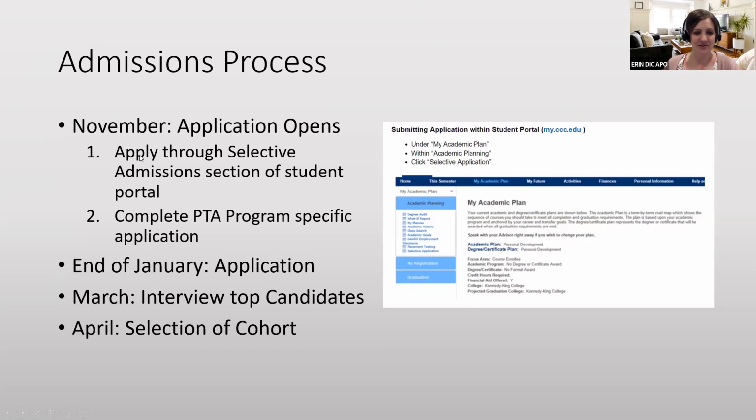We do have open houses in the fall, so definitely keep an eye out for those as well. But you'll apply through your student portal first. Then you'll receive a PTA program specific application, which will be due at the end of January. In March, we do interviews, and then by April, we select our next class.